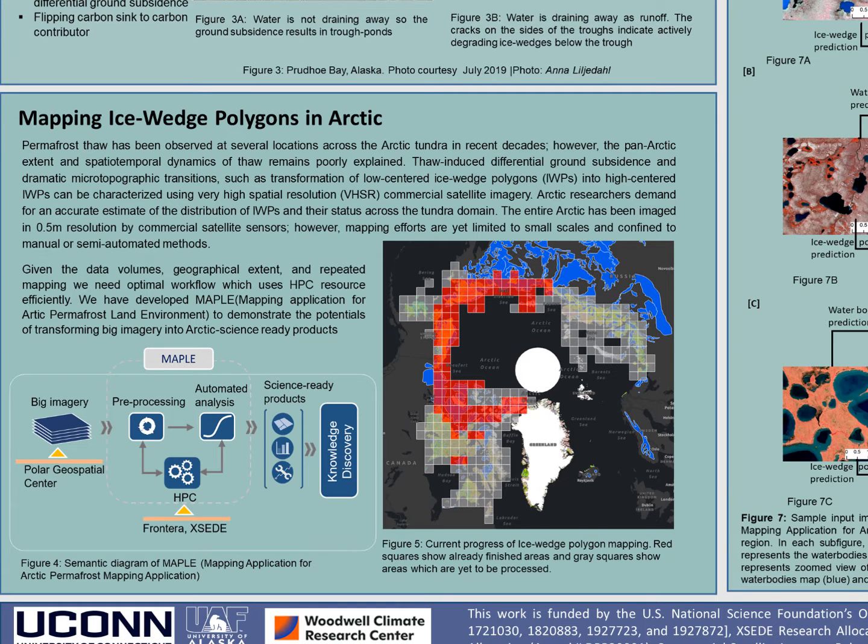Figure 4 shows a schematic diagram of Maple. Figure 5 shows the current progress of ice-wedge polygon mapping. Red squares show the areas which we have finished processing. Green squares are areas currently processing, and gray squares represent areas yet to be processed.